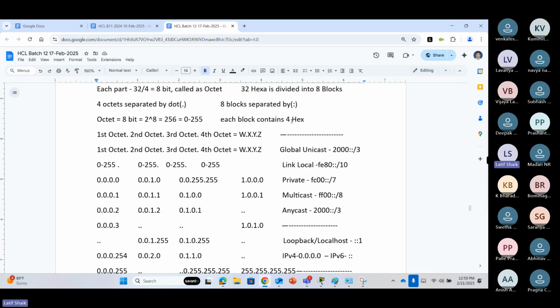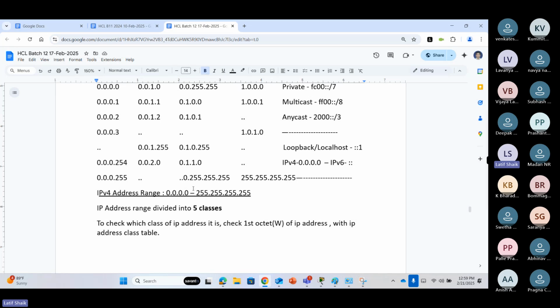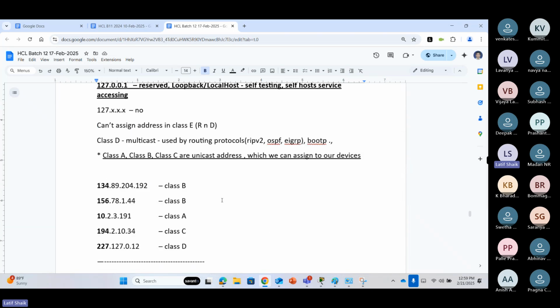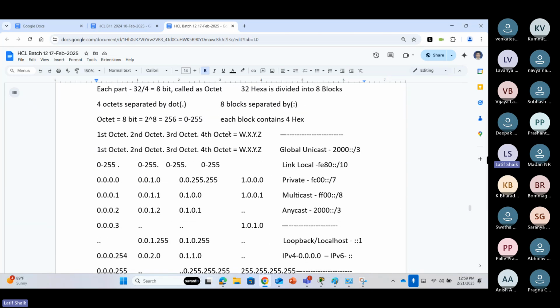In IPv4, we took the entire range and divided it into 5 classes. In that there are multicast and unicast addresses, which we didn't discuss yet. Private IP addresses are there, public IP addresses are there, written separately. But in IPv6, the entire space is not divided into classes. Certain ranges are specified.